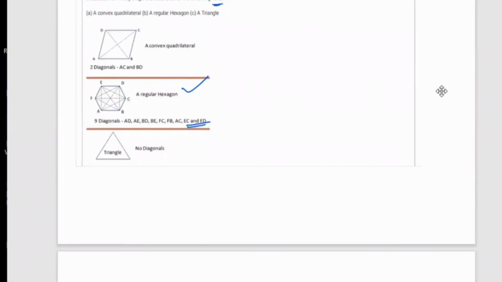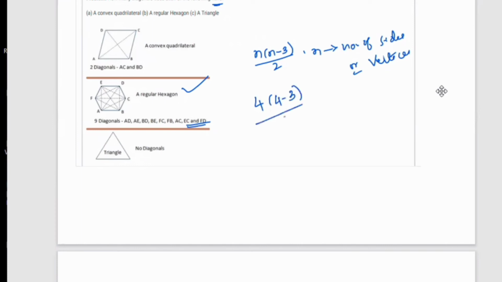We need to use this formula: n into n minus 3, divided by 2, where n is the number of sides or number of vertices. If it has four sides, you use 4 in place of n. 4 into 4 minus 3, divided by 2. That gives us 4 into 1, divided by 2, which is 2. We have two diagonals in a quadrilateral.